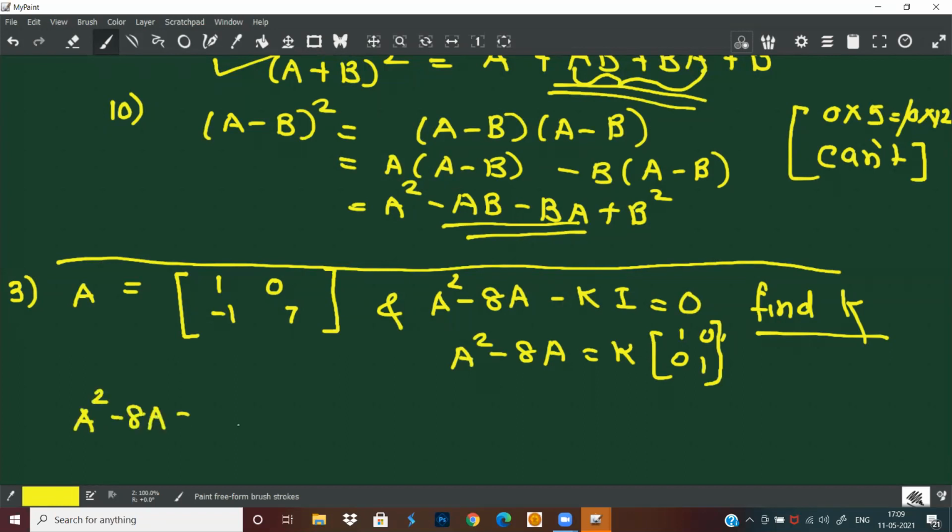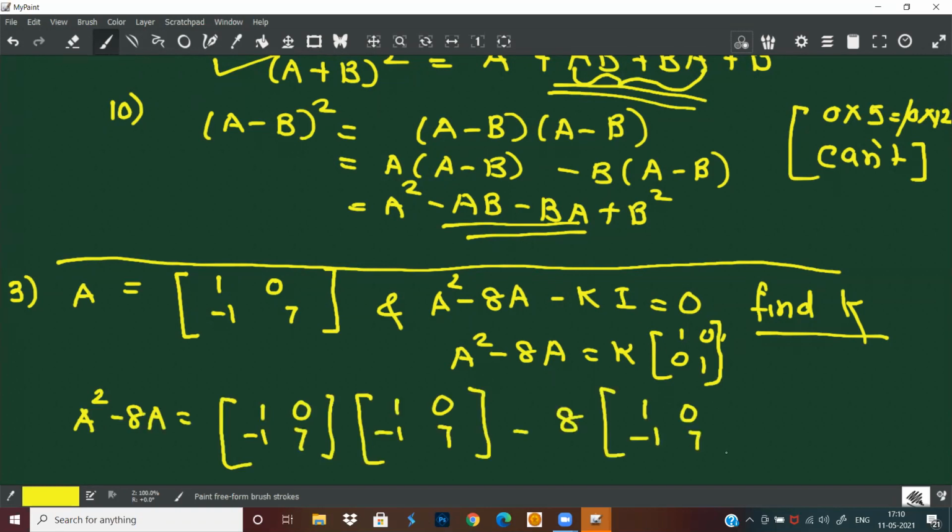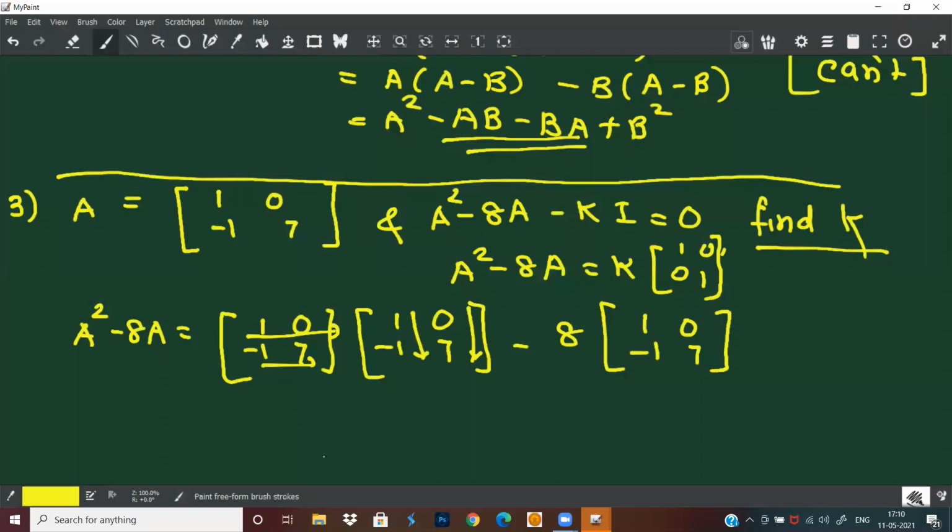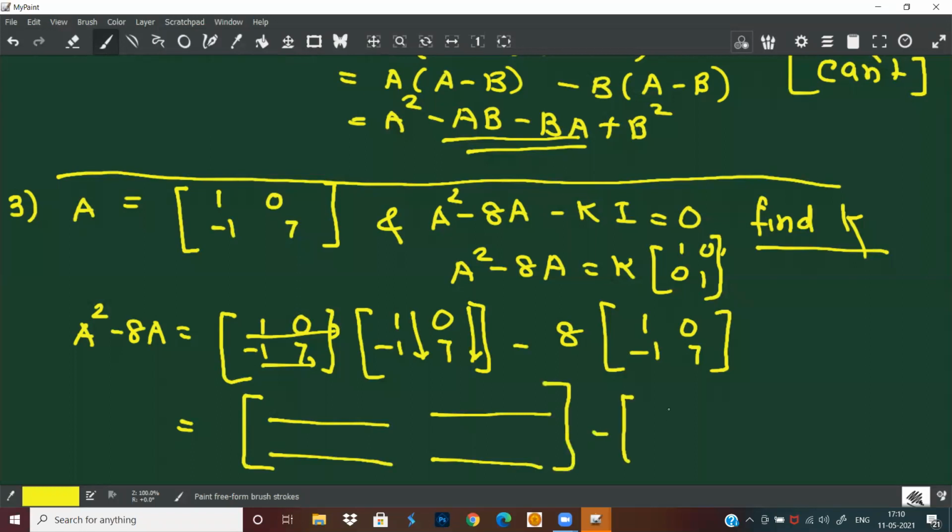A into A करो. 1 0 minus minus 1 7 into 1 0 minus 1 7, ये a into a हो गया, minus 8 times a हो गया. मैंने अभी क्या बोला, ये है रो वाइज, ये है कॉलम वाइज. दोनों 2 by 2 वाले, तो मेरा प्रोडक्ट का भी ऑर्डर 2 by 2 ही आएगा. ऐसा अंदर 8 से मल्टीप्लाई करो, 8 0 minus 8 and 56.